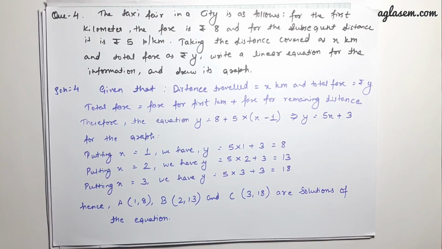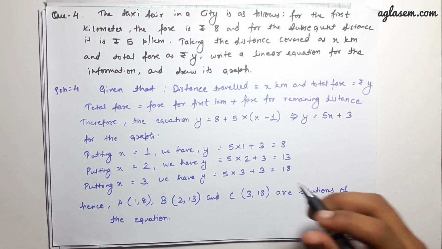For the first kilometer, the fare is rupees 8, and for the subsequent distance, it is rupees 5 per kilometer. Taking the distance covered as x kilometer and the total fare as rupees y, write a linear equation for the information and draw its graph. So now let's solve the question.